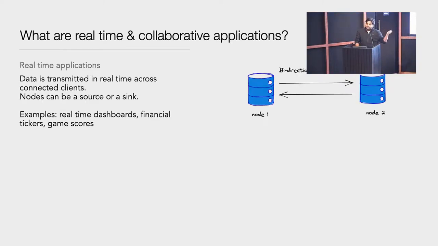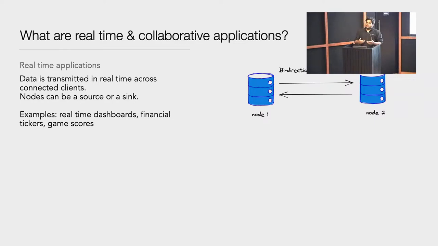Right, so to start off with, we'll just define the terms. What is a real-time application? What is a collaborative application? These are two separate things. So a real-time application essentially just means that data from one system has to be shown to other systems whenever there is a change on system one.